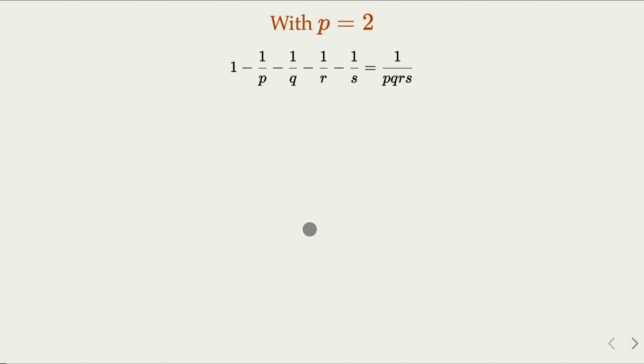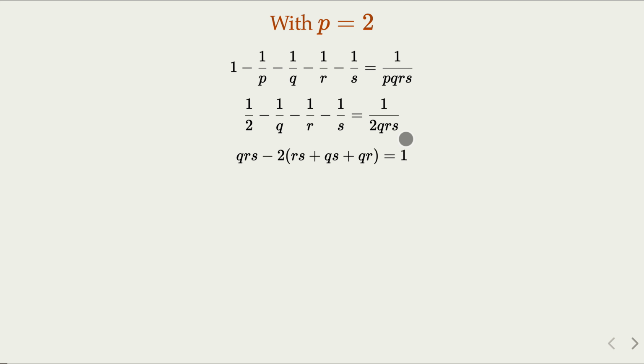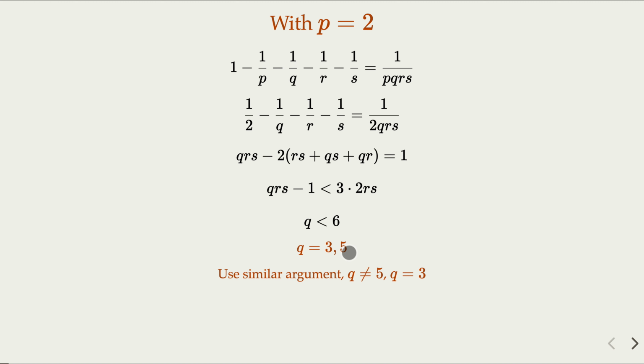When P equals 2, you do similar algebra, multiplying by plugging P equals 2, and then multiply this here on both sides and use a similar argument as before. I'm going to repeat the argument here. Q is less than 6, which means Q can be either 3 or 5 because Q is a prime number. Now use a similar argument that 5 is not possible. I'm going to skip the steps here. It's identical steps. We can argue that Q can only be 3.